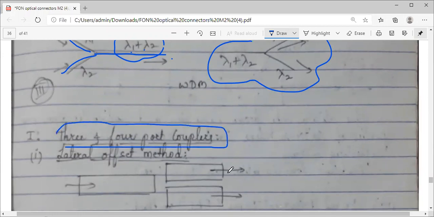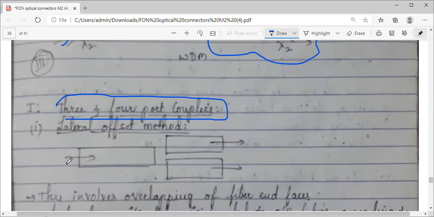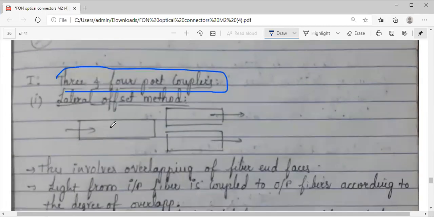So here we will be looking into the different methods, the manufacturing methods you can say, of how to achieve these 3 port and 4 port couplers. Here we will be looking into 3 or 4 different methods. The first one is the lateral offset method. You can see here, this is your main fiber. This is your second and third fiber.